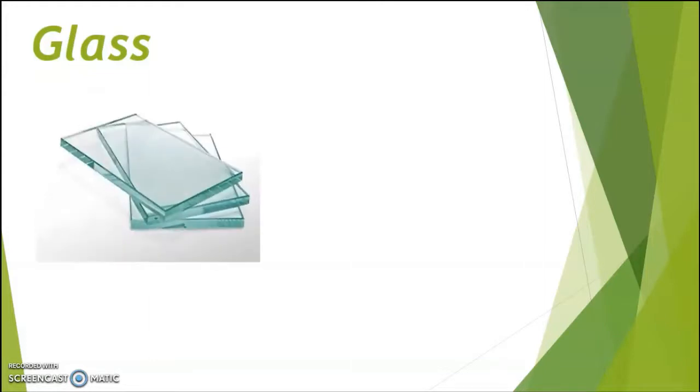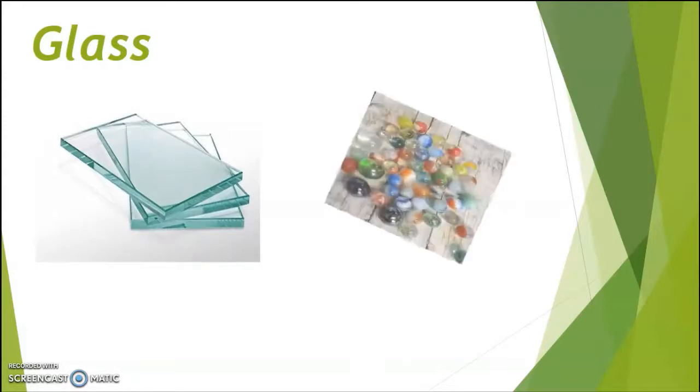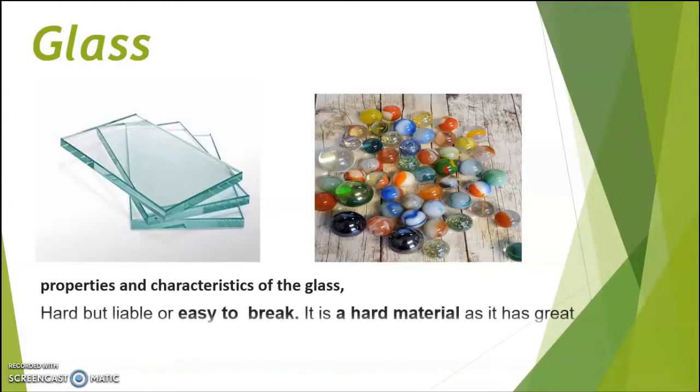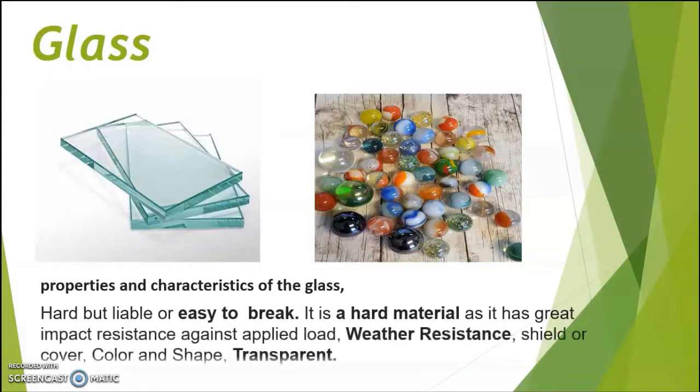So now the glass. Okay, so here is an example of glass and an example of a glass toy. So this one is a marble. Okay, properties and characteristics of glass: hard but easy to break.